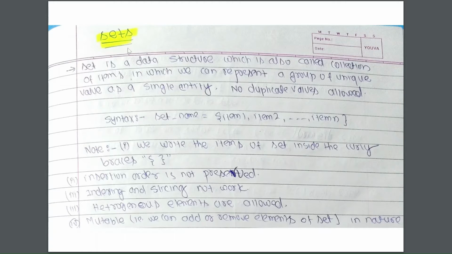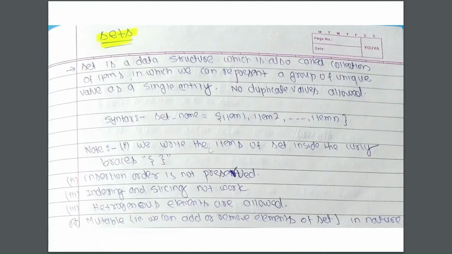Now we come to another topic, set, which is also an important data structure. A set is a data structure, also called a collection of items, in which we can represent a group of unique values as a single entity. No duplicate values are allowed in a set. In a set, we can add and remove elements, but we cannot change the elements. Syntax: set name = {item 1, item 2, item n}.